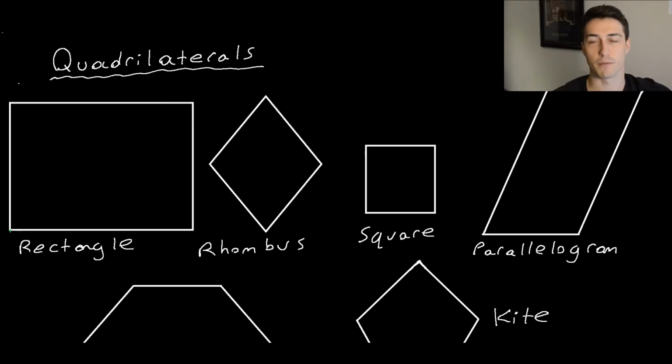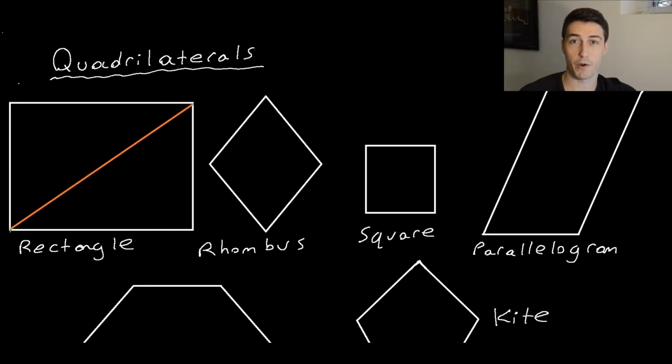Before we define these shapes, let's first go over what a diagonal is. A diagonal for a quadrilateral is a line that connects one vertex to its opposite vertex. So this would be this orange line here for this rectangle. The shapes that we're going to be going over are a rectangle, rhombus, square, parallelogram, trapezoid, and kite.